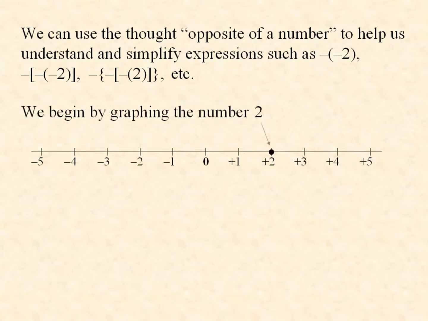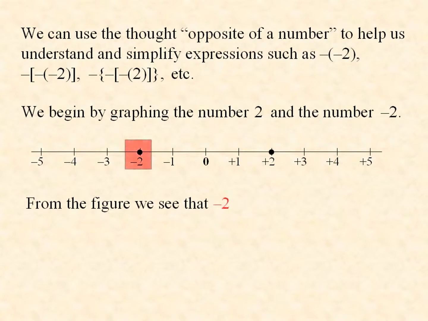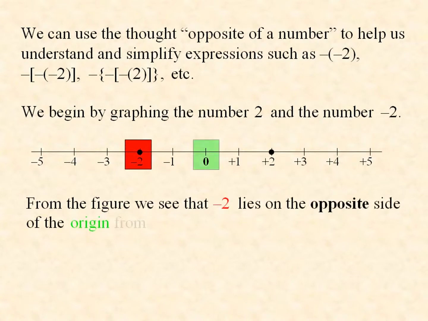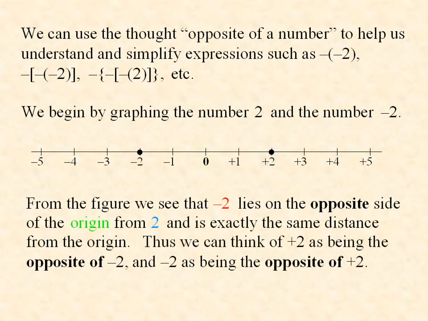We begin by graphing the number 2 and the number -2. From the figure, we see that -2 lies on the opposite side of the origin from 2 and is exactly the same distance from the origin. Thus, we can think of +2 as being the opposite of -2 and -2 as being the opposite of +2.